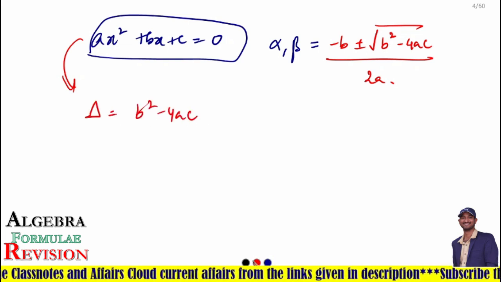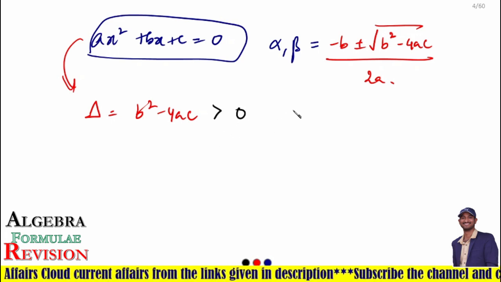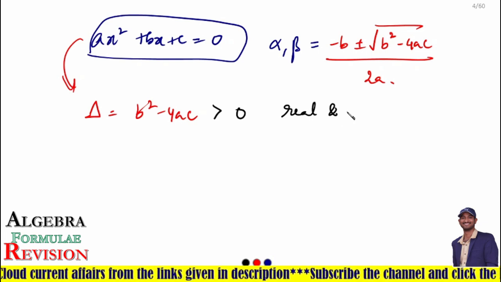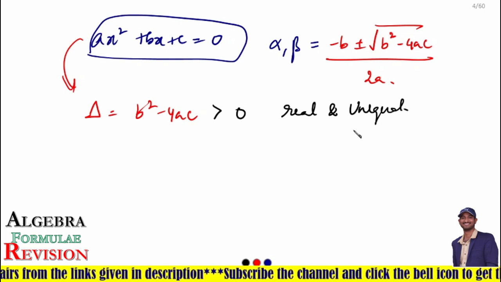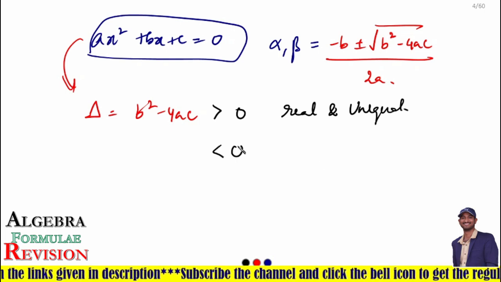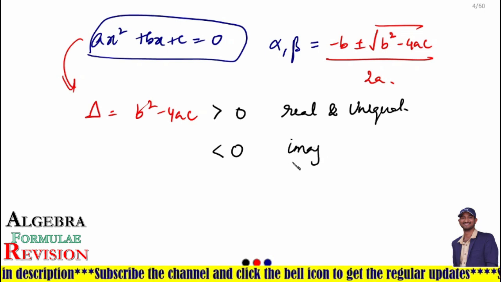If the value of the discriminant is greater than 0, then we call the roots real and unequal, or real and rational. If delta is less than 0, then we can say that the roots are imaginary.